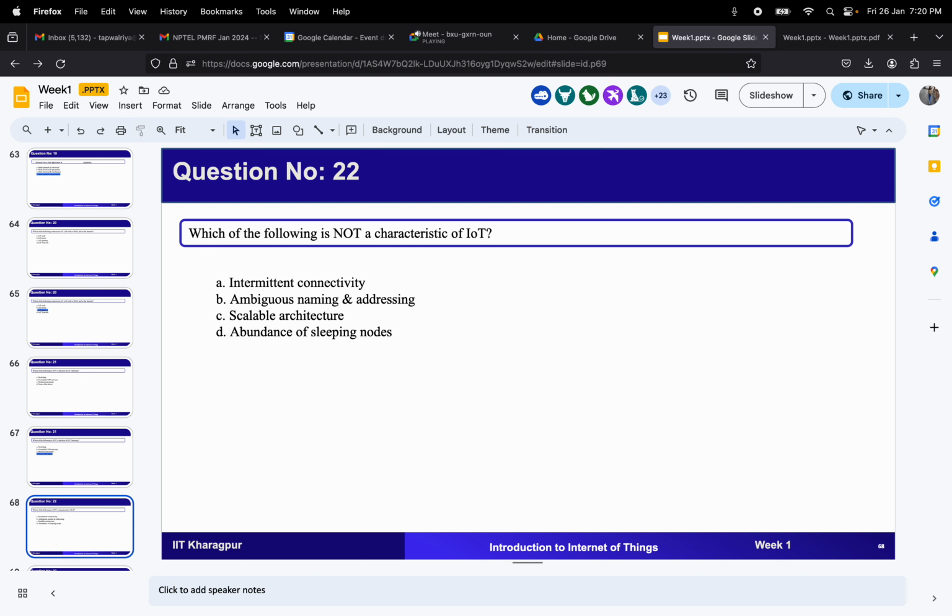Next question is, which of the following is not a characteristic of IoT? Options are intermittent connectivity, ambiguous naming and addressing, scalable architecture, abundance of sleeping nodes. Option B. Option D. Anyone else? Second option, right. Option B is correct, ambiguous naming and addressing. Basically, in case of IoT, the addressing and naming should be unambiguous. So option B is the correct option.